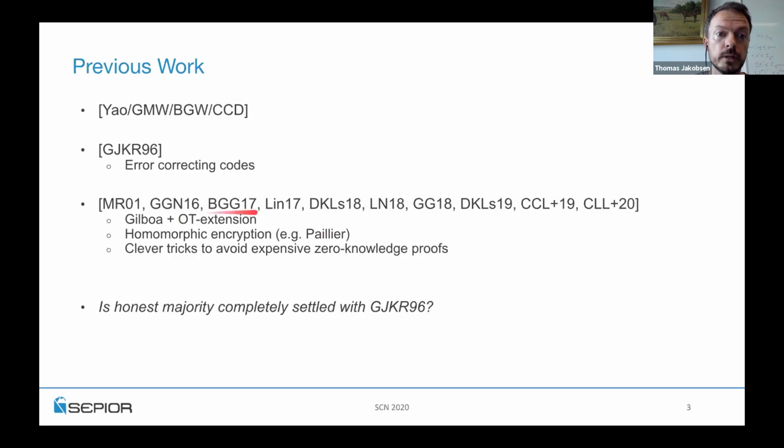All of the results here are for the dishonest majority setting, and they rely on heavy stuff like OT extension and homomorphic encryption, even though the most recent results are quite efficient. So the question that we ask is whether the case of honest majority is completely settled with this result from 96. And the answer is, of course, no, because we have some improvements.